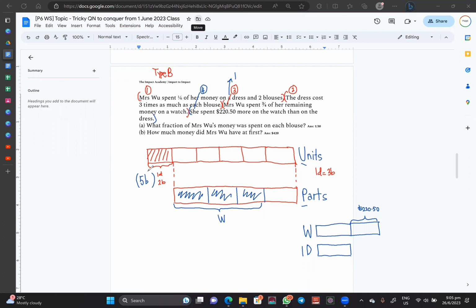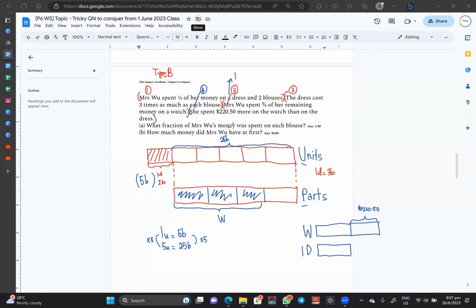If I know that 1 unit is equal to 5 blouses, and I know that from here all the way to here, there are 1, 2, 3, 4, 5 units, so 5 units is actually equal to 25 blouses. If you're wondering how I got to 25, I simply times 5 over here. When I do something to my left, I must do something to my right. So I know that this is 25 blouses.